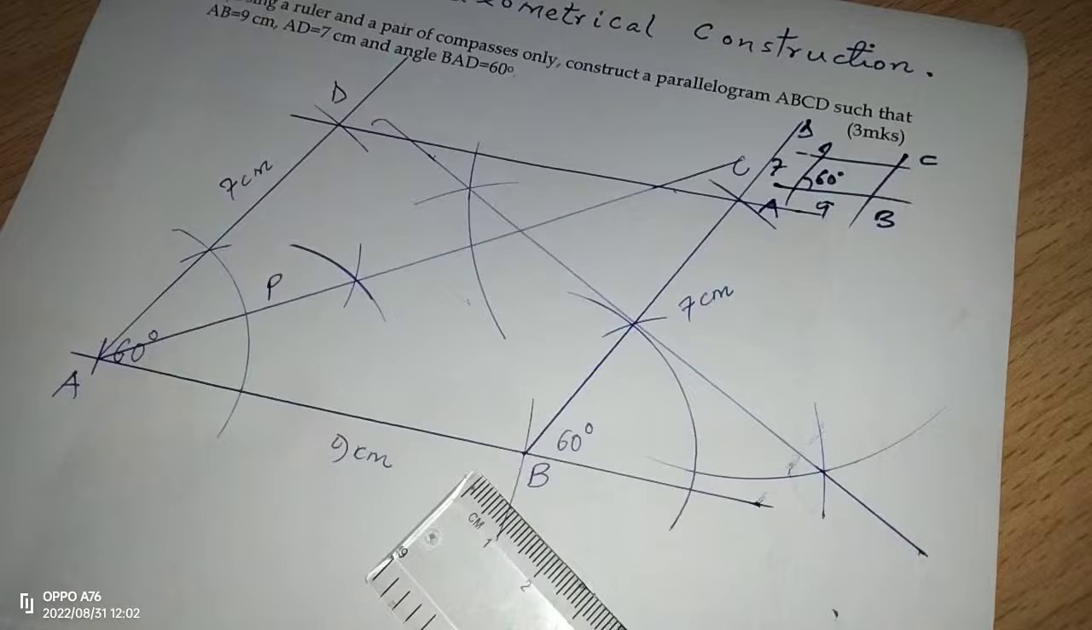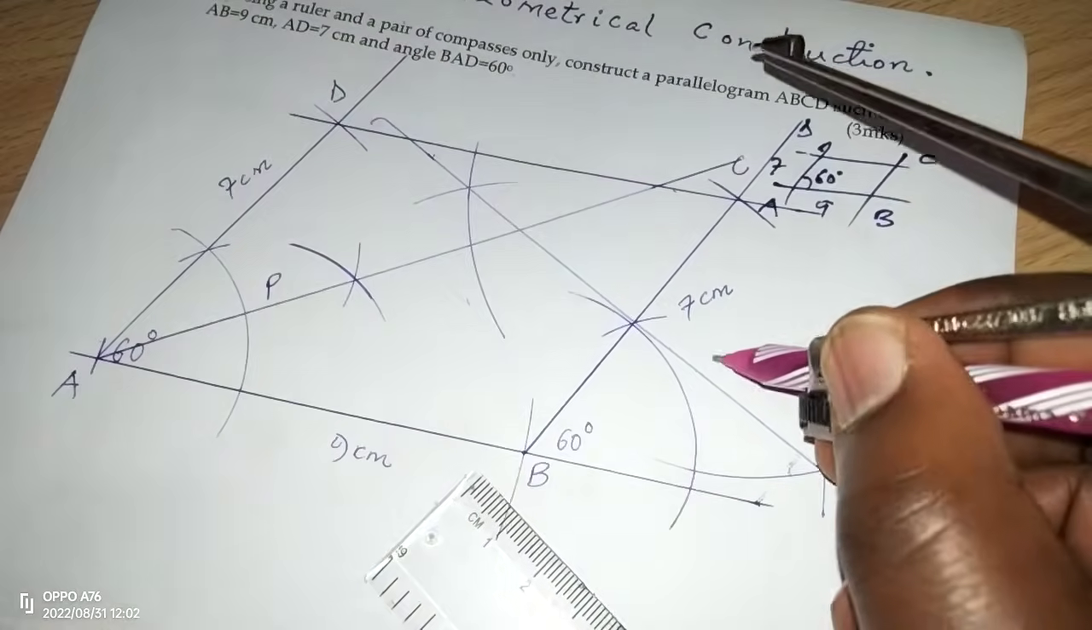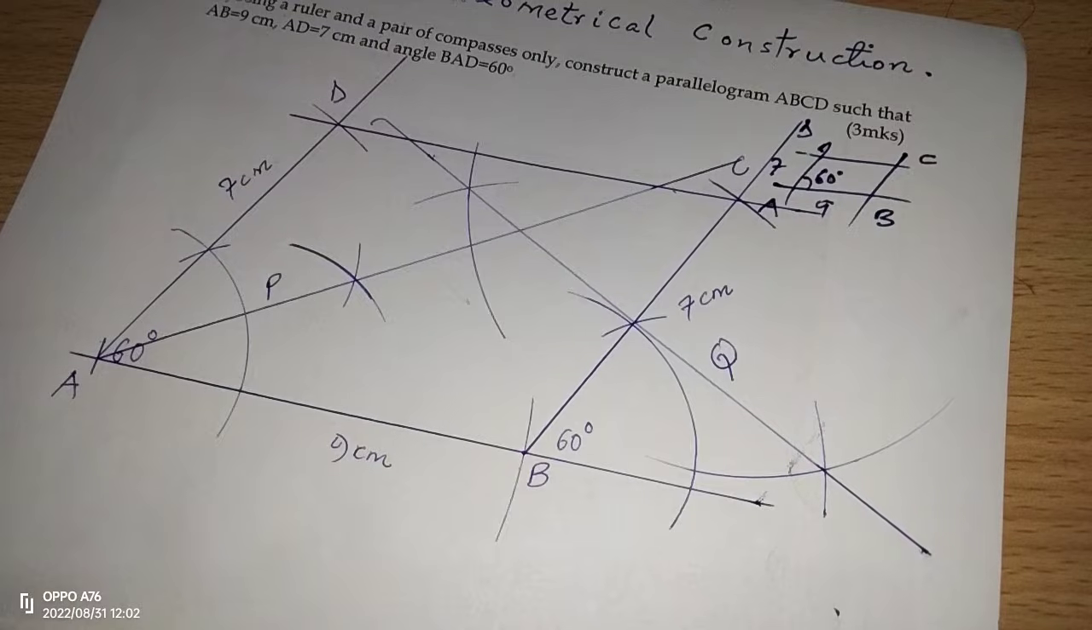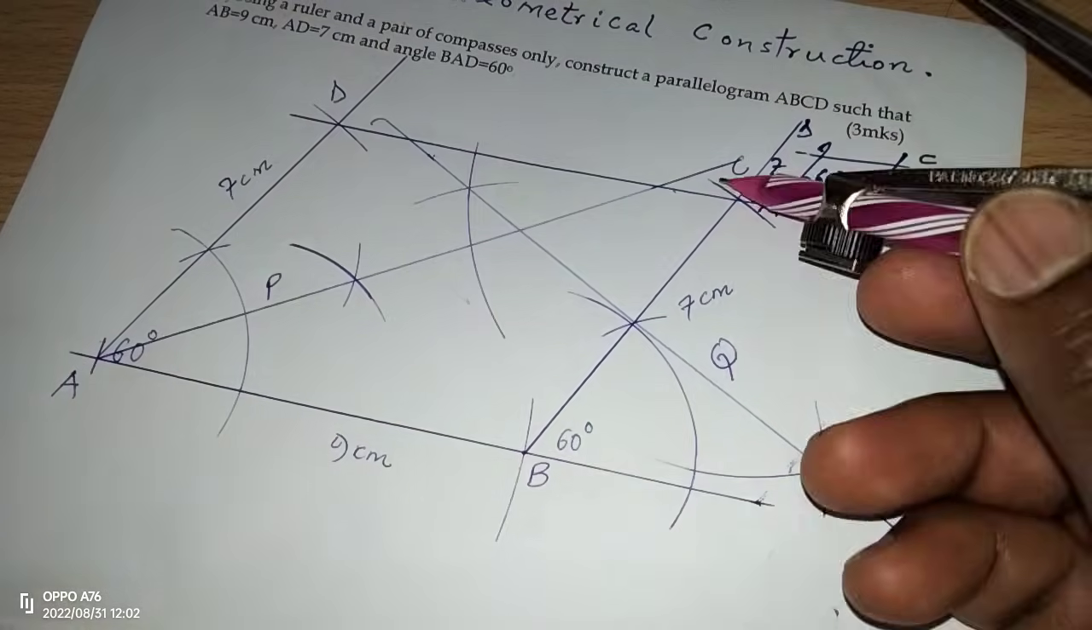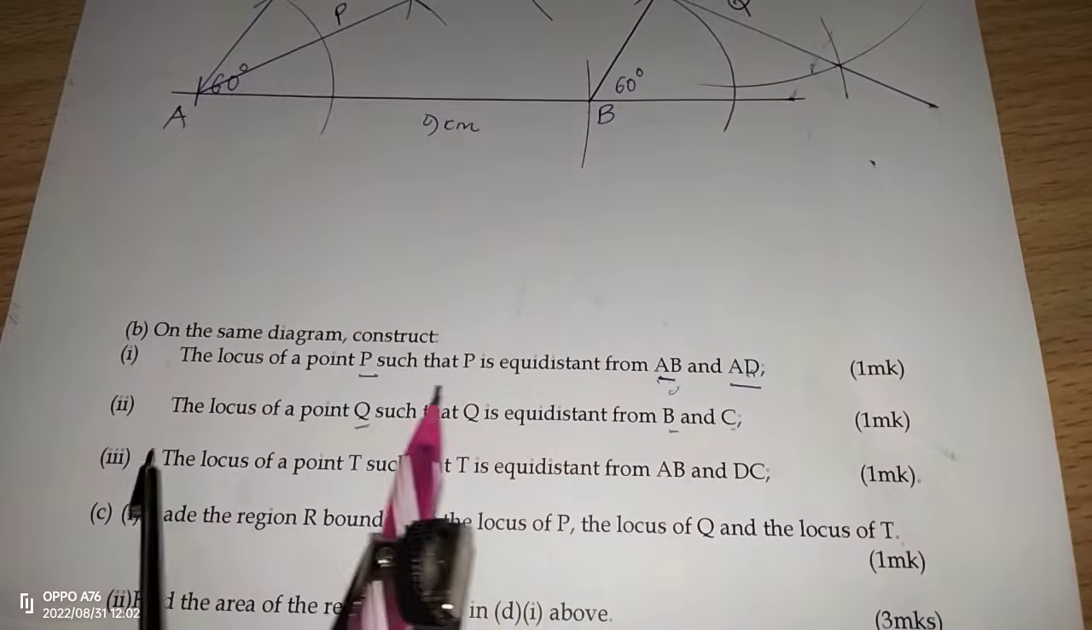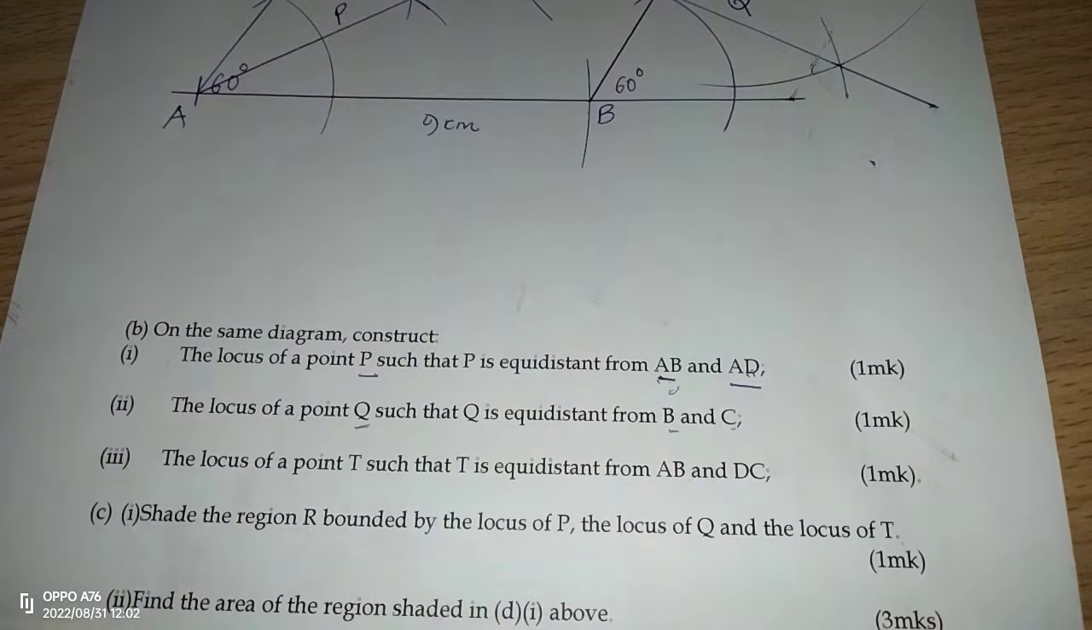Therefore, this will be the locus of points Q. Points equidistant from both B and C. The locus is already constructed. Part 2 is already done.